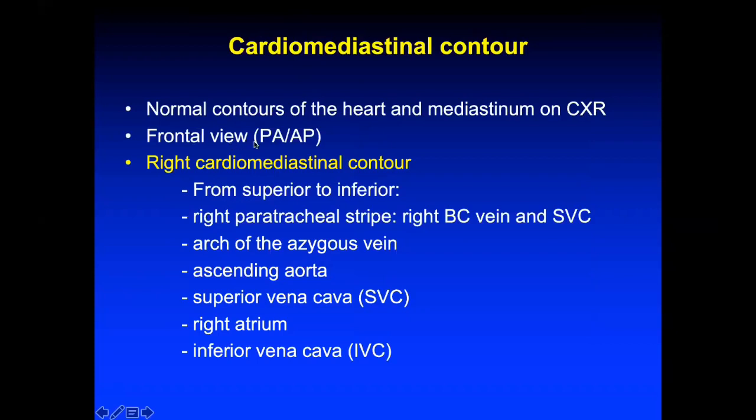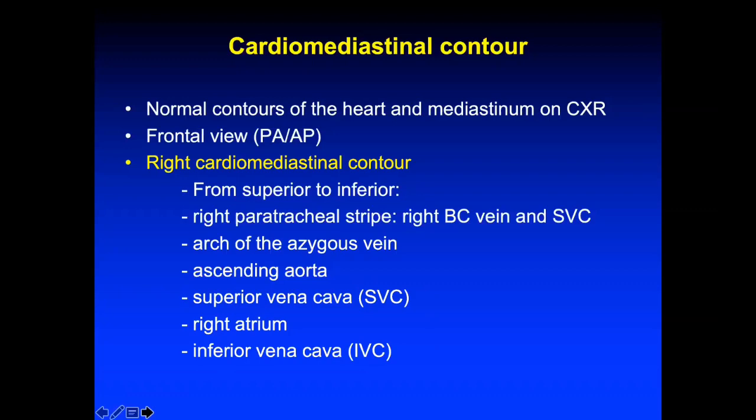In the frontal view, that is PA or AP, the right cardiomediastinal contour, from superior to inferior aspect, has the right paratracheal stripe, the arch of the azygous vein, the ascending aorta, superior vena cava, right atrium, and inferior vena cava. In most X-rays, you will always visualize the SVC, right atrium, and IVC. The ascending aorta and the arch of the azygous vein might or might not be visualized. The right paratracheal stripe is always visualized.